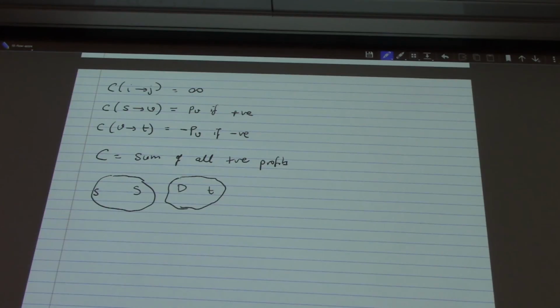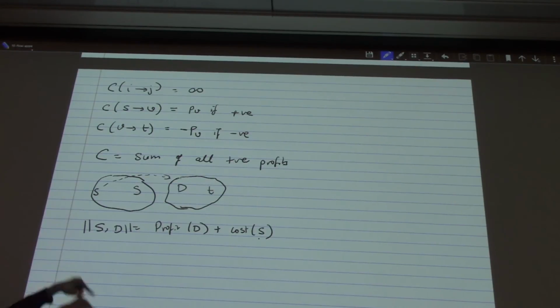and T. What is the value of this cut? The value of this cut is the profit of everything in D. Why? Because there's an edge from S to every element in D, and its capacity is equal to the profit of the node. So the cost of this cut, c(S, T), is equal to the profit of everything in D plus the cost of everything in S. Why? Because every node in S has an edge to T if it has negative profit, if it has cost. And we inverted the sign, so you just add them up. Is that correct? So the total cut value is this quantity right here. It's the profit of D plus the cost of S.